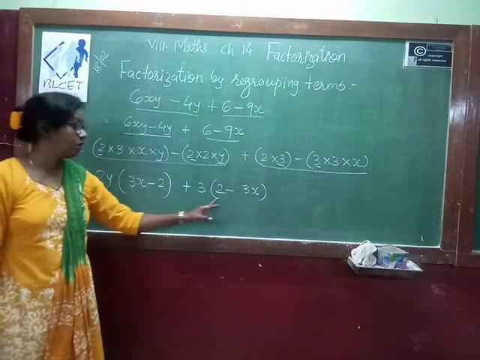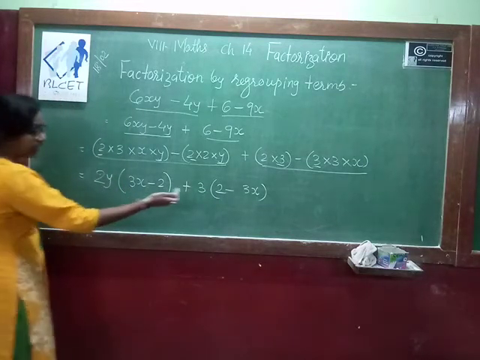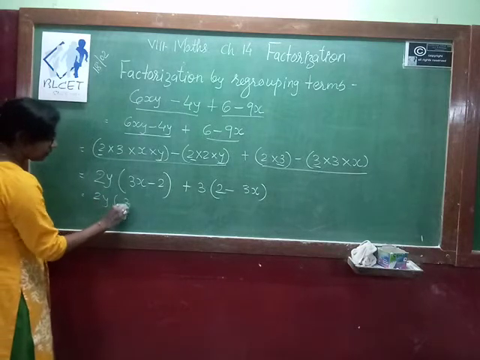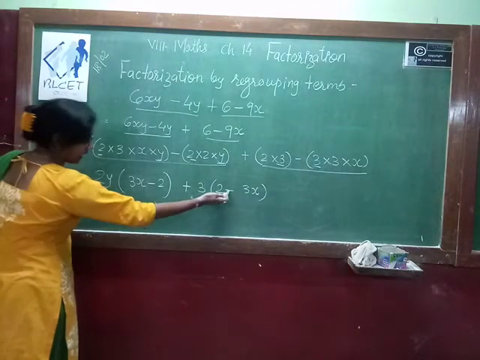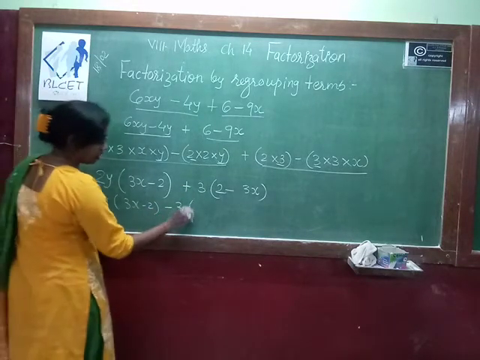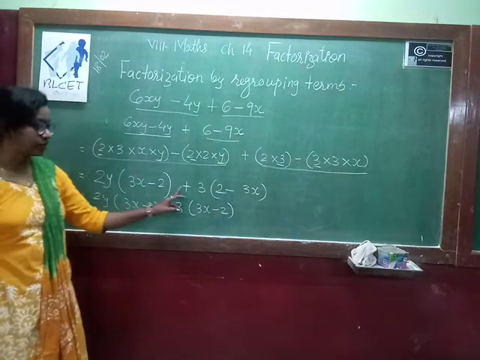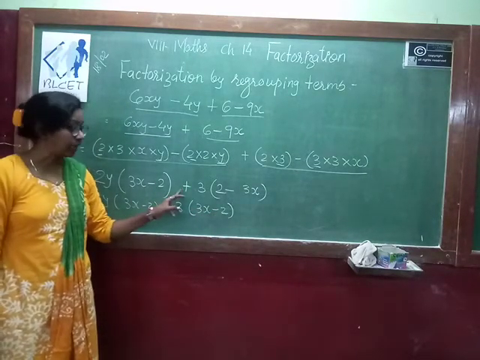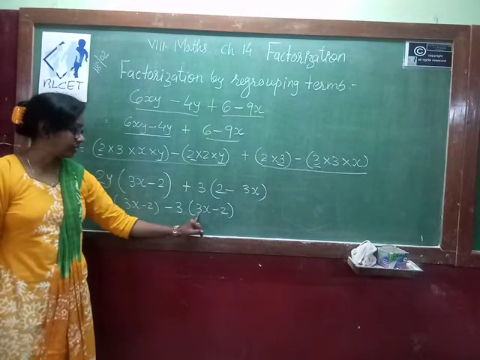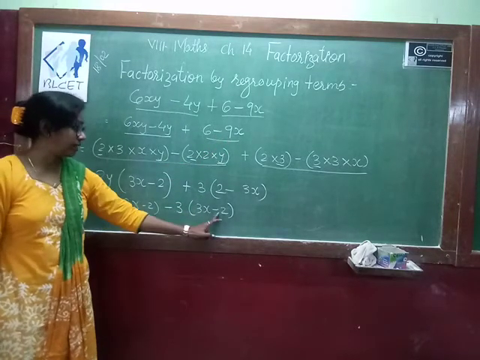So what can we do? We multiply this term by minus, or we can take the negative sign common. So we get 2y times (3x minus 2), and taking the negative sign out, this plus becomes minus, so minus 3 times (3x minus 2). Why do we have to change this sign? Then only you get the same answer: minus 3 times 3 is minus 9x, and minus 3 times minus 2 gives plus 6.